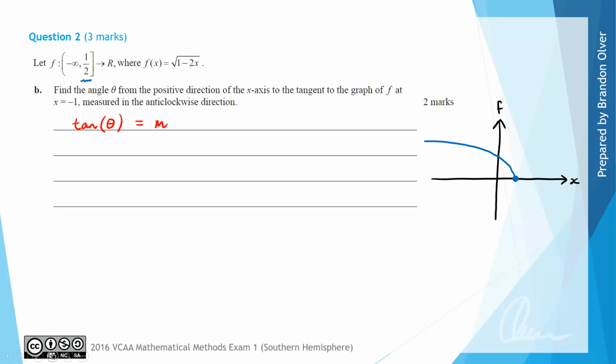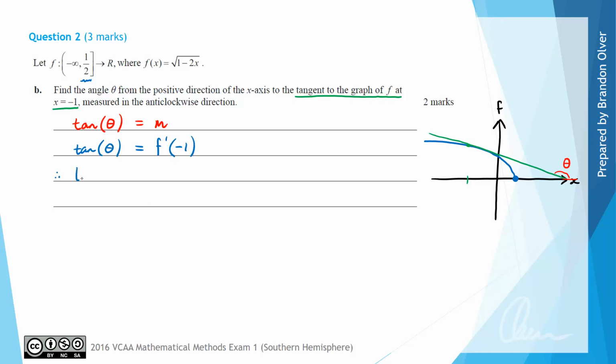And then if we draw on a tangent to the graph of f at the point x equals negative 1, so that's around here, our tangent would look something like this. And we can see that from the positive x-axis there's some angle here that's created, and that's what we're actually being asked to find in this question. So the other thing that we need to know is that the gradient of that tangent line is related to the derivative we just calculated. So that means that tan of theta is actually equal to the derivative f dashed evaluated at negative 1.